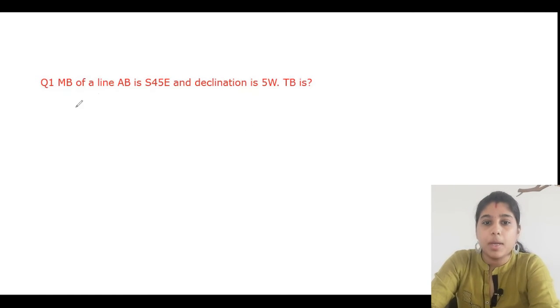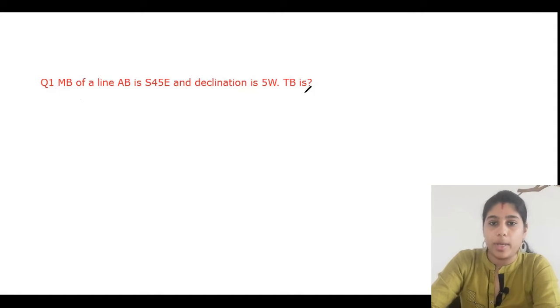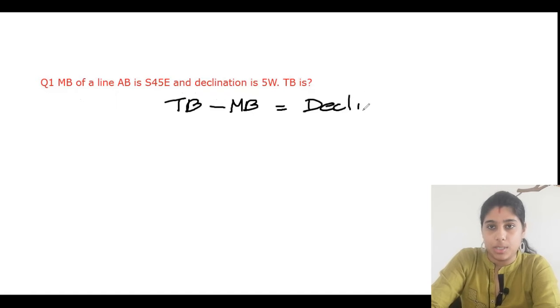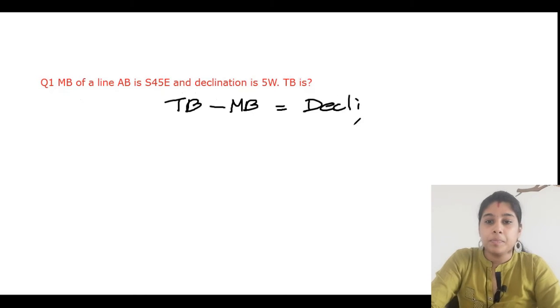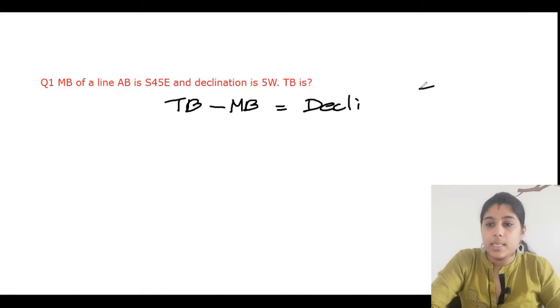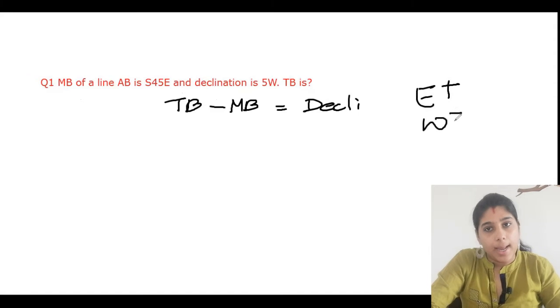Magnetic bearing of a line AB is south 45 degree east and declination is 5 degree west. What is the true bearing? The basic thing is that we know the difference between true bearing and magnetic bearing. That difference is called the declination. It depends on east: east it will be positive and west every time the declination will be negative.